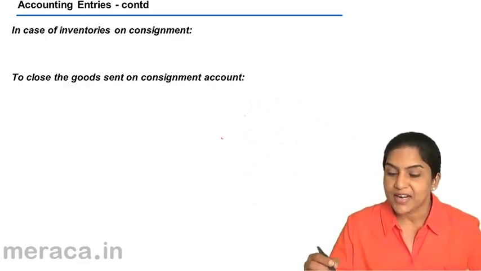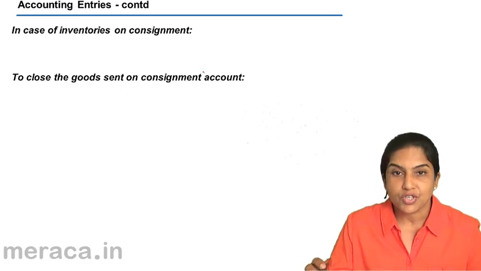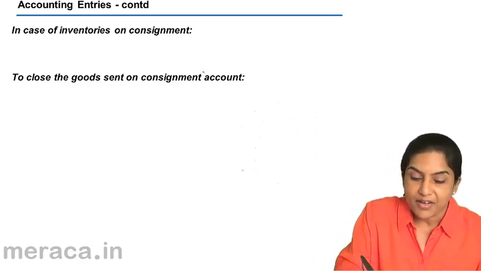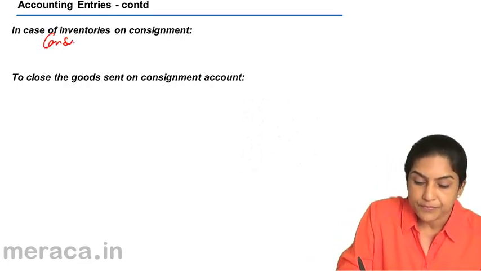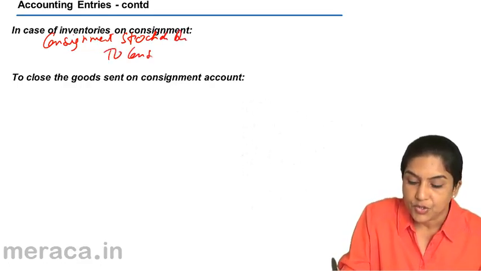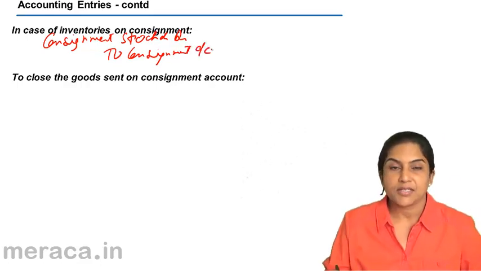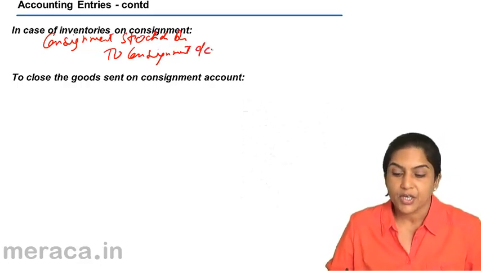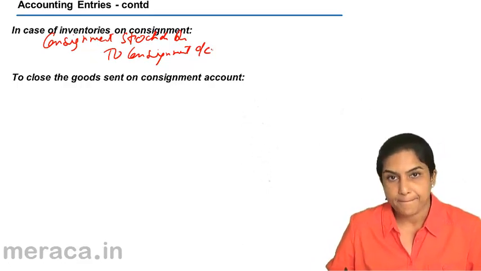So in case there are inventories, there is closing stock on consignment. The entry would be consignment stock account debit to consignment account.